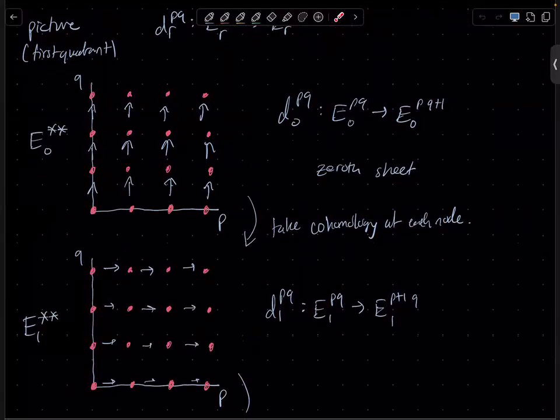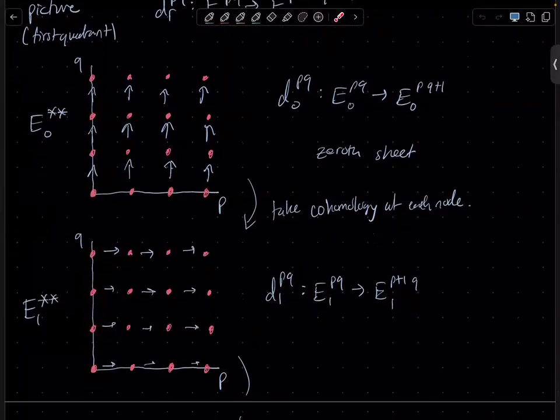Each red dot represents, in here, the E0 star star, each node represents one of the E0 PQ, where P and Q take on integers. At least in these pictures, they're in the first quadrant. Here I've drawn pictures for the maps between each of the modules appearing in each sheet of the spectral sequence. The punchline was that to move from sheet to sheet, you only move upwards in the sheet count, and you do that by taking cohomology.